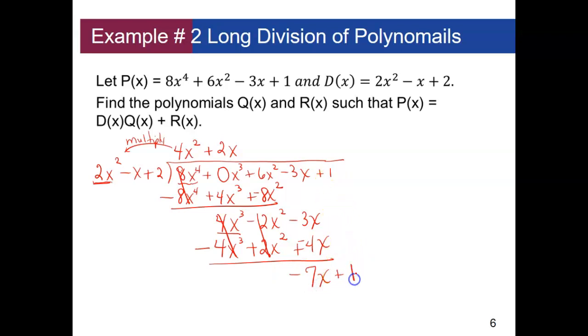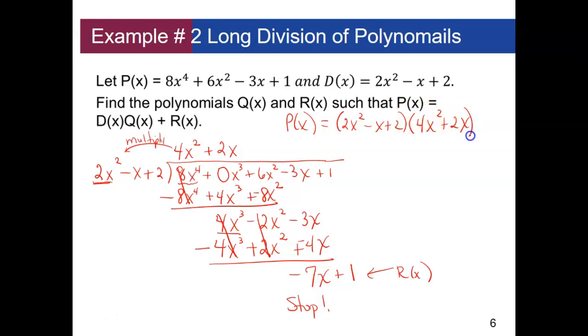Bring down the 1. Okay, so when I look here, this has a degree less than my divisor. What that tells me is that I can now stop, and that's going to be my remainder. So when I go to write it in the format that it's asking for here, my polynomial is equal to my divisor times my quotient plus my remainder.